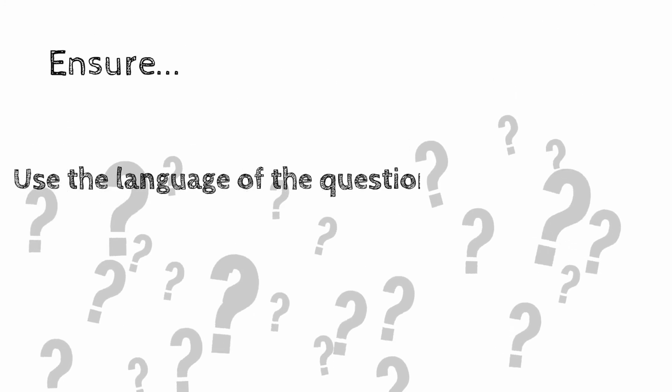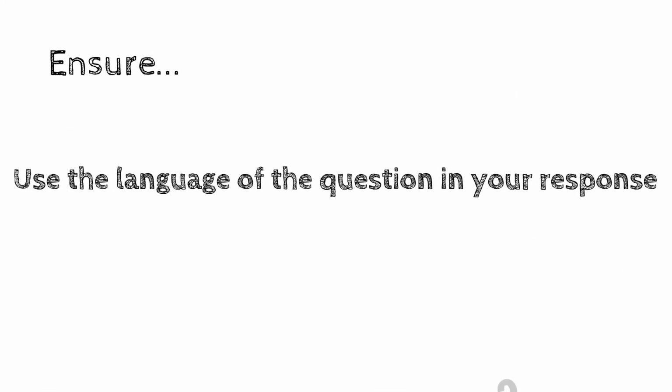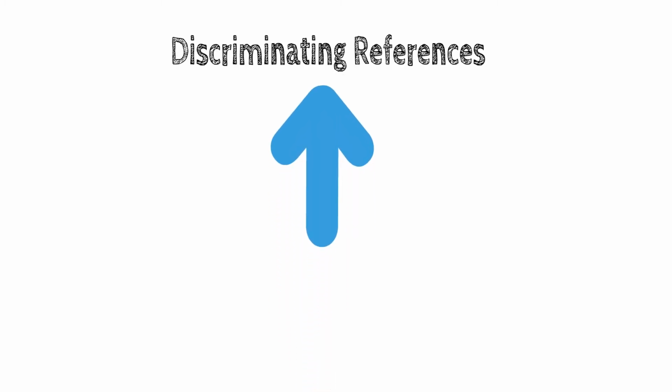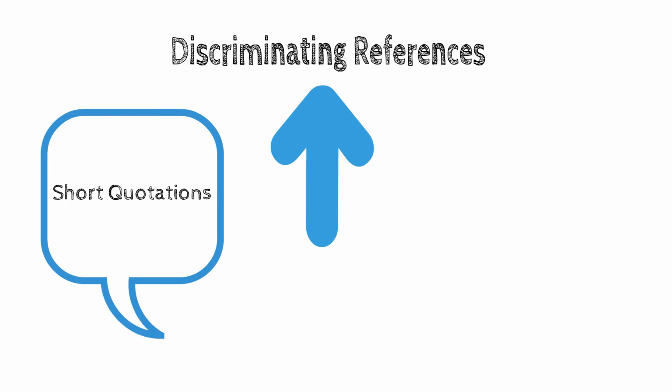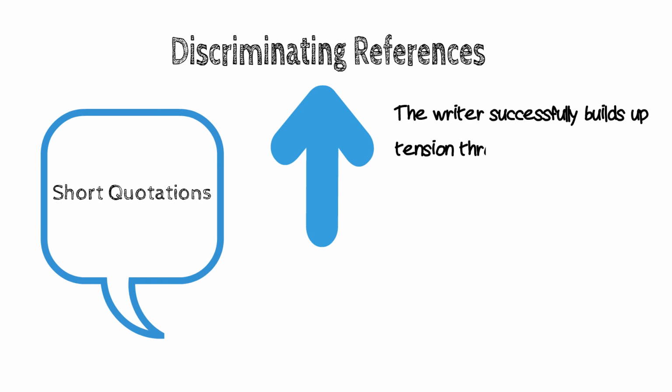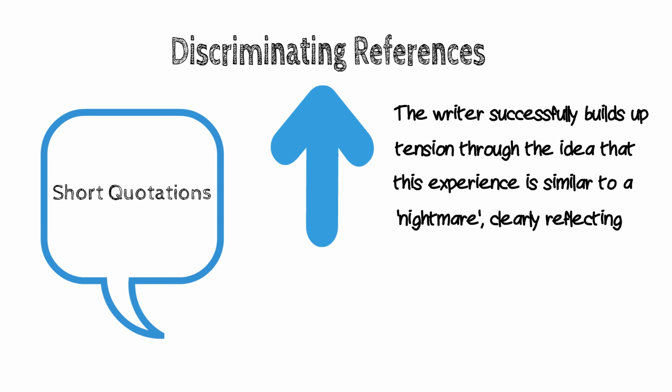You need to ensure that you are focused on the question, so try to use the language of the question in your response. The highest band asks you to use discriminating references, so you should aim to embed short quotations to support your answers. For example, the writer successfully builds up tension through the idea that this experience is similar to a nightmare, clearly reflecting the terror the narrator feels.